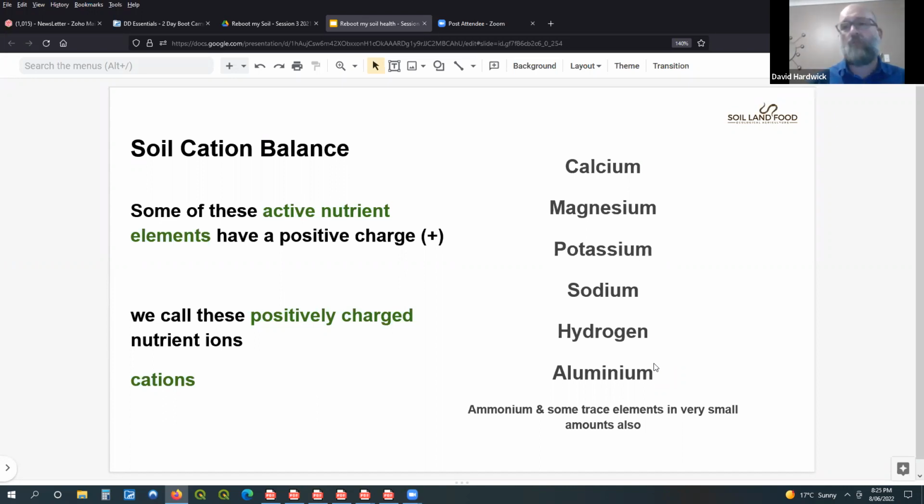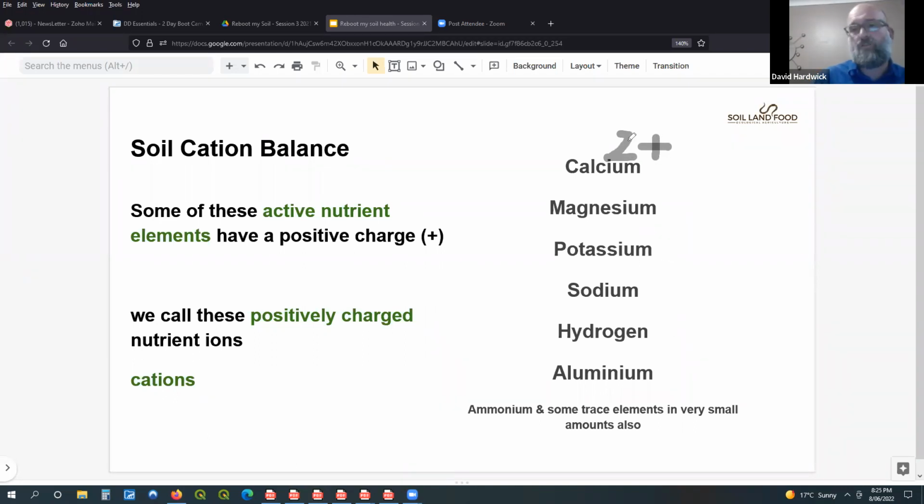But there's only certain ones that do it, and it's calcium, magnesium, potassium, sodium, hydrogen, and aluminium. There are a few other things, but there's such a small amount that we don't usually worry about them. So these guys are what we call cations. Remember that term before, cation exchange capacity. A cation is any nutrient or chemical ion that has a positive charge. Calcium is 2+, aluminium's 3+, potassium and sodium 1+.